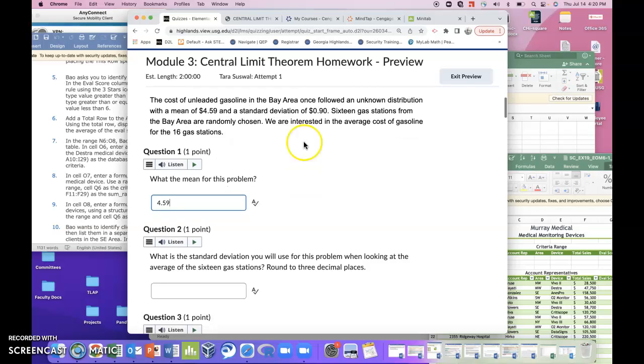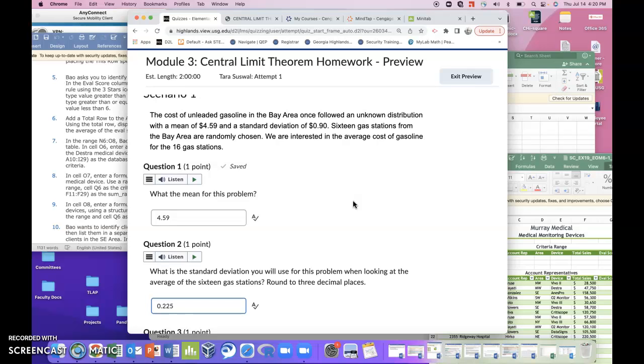For the standard deviation, I need to take the population standard deviation of 0.90 and divide that by the square root of the sample size. Although I can't really show this effectively on the screen, what I did is I put into my calculator 0.90. I'm actually doing it again as I'm talking to you. So 0.90, and then I'm dividing that by the square root of 16, which is an easy one, that's 4. So I'm just dividing that by 4, and what I get is 0.225. So that's my standard deviation for this gas problem.